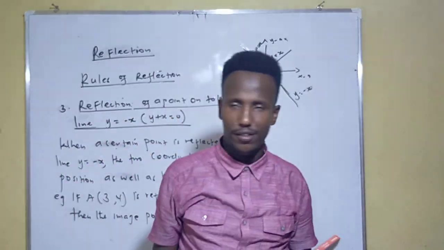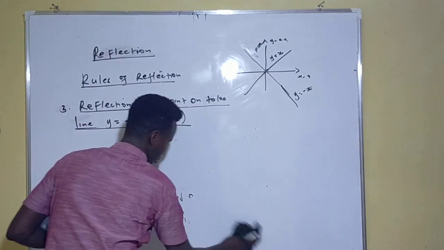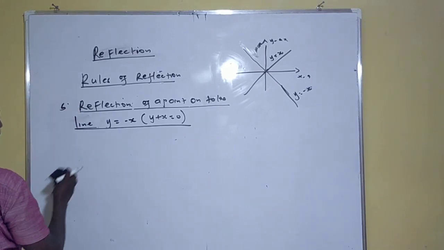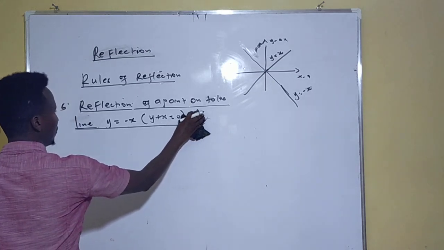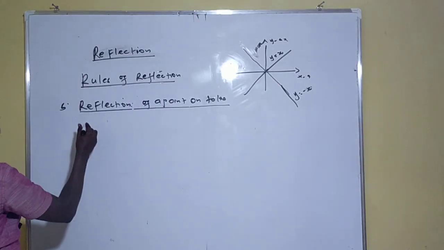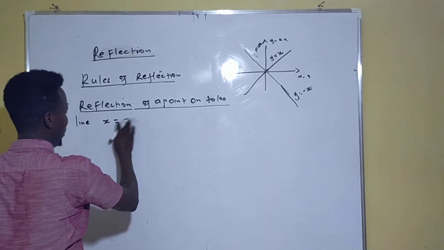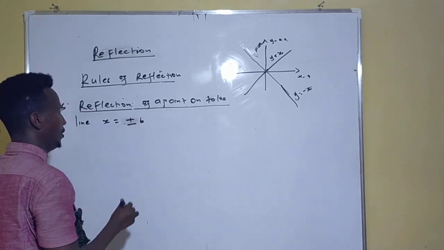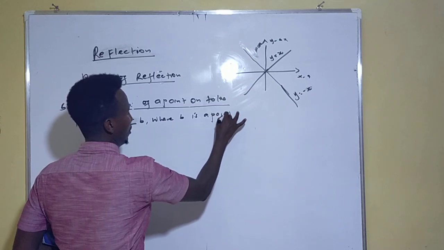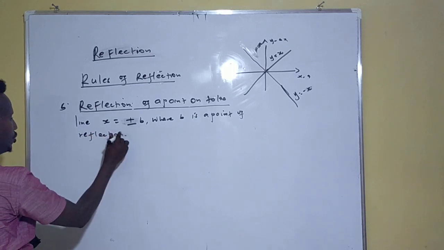Then we'll go to rule number 5. Rule number 5 of reflection is what we're going to discuss. Remember that was rule number 4. This is rule number 5. So rule number 5 is reflection of a point onto the line x is equal to plus or minus b, where b is a point of reflection.